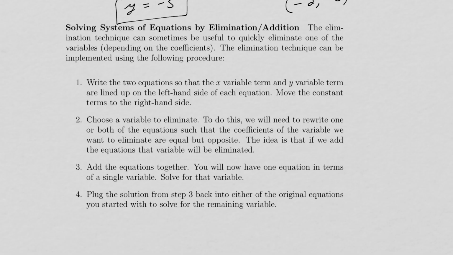Once we've done that, we can add the equations together. You're just going to have one remaining variable. You can solve for that variable. And then finally, you plug the solution from that step 3 back into one of the original equations to solve for the remaining variable. Okay? Again, it sounds like a lot. This will make more sense when I do an example. So let's look at an example here.